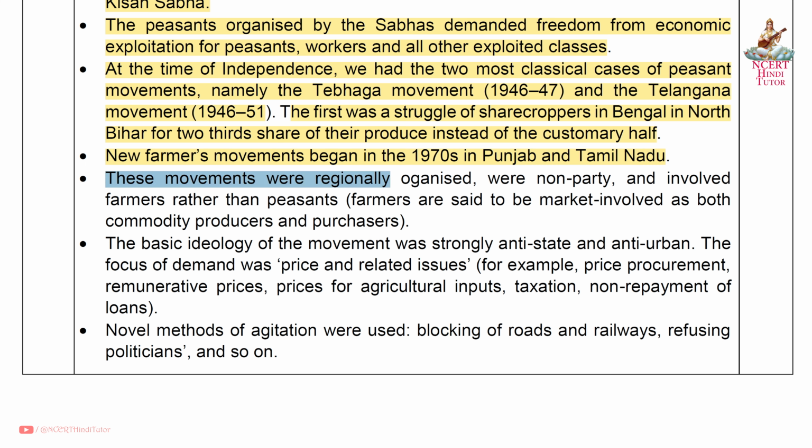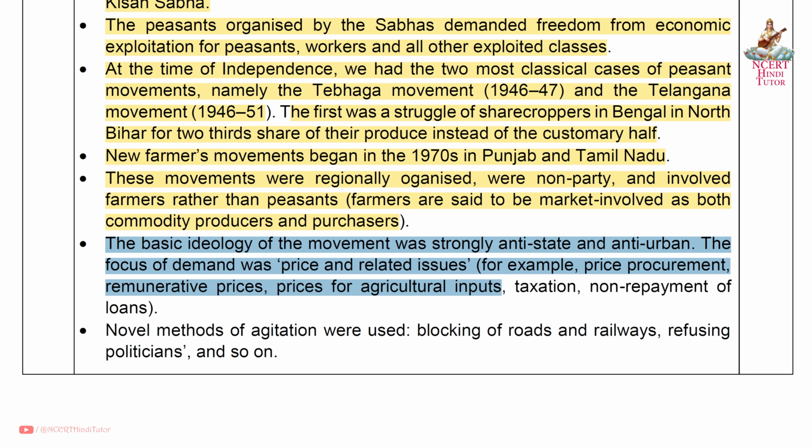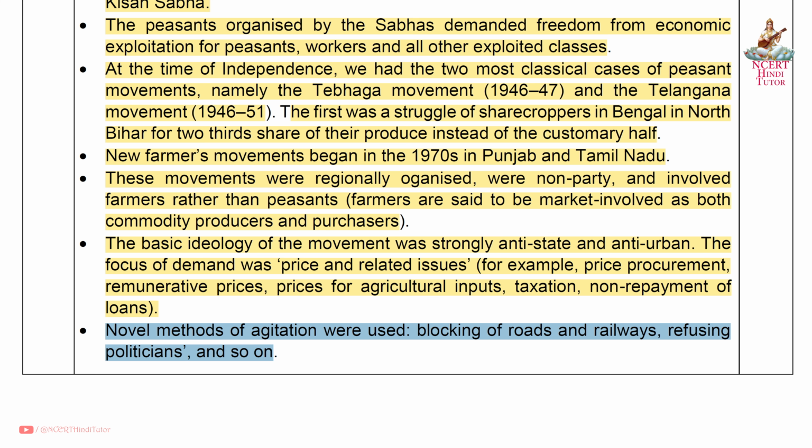These movements were regionally organized, were non-party and involved farmers rather than peasants. Farmers are said to be market involved as both commodity producers and purchasers. The basic ideology of the movement was strongly anti-state and anti-urban. The focus of demand was price and related issues. For example, price procurement, remunerative prices, prices for agricultural inputs, taxation, non-repayment of loans. Novel methods of agitation were used, blocking of roads and railways, refusing politicians, and so on.